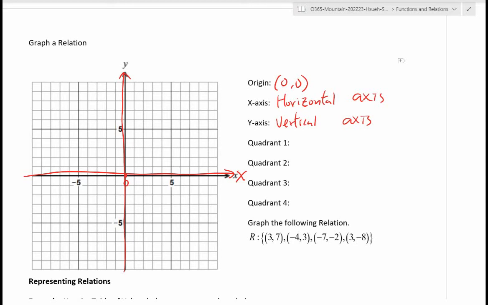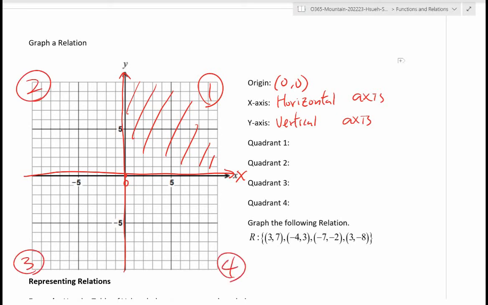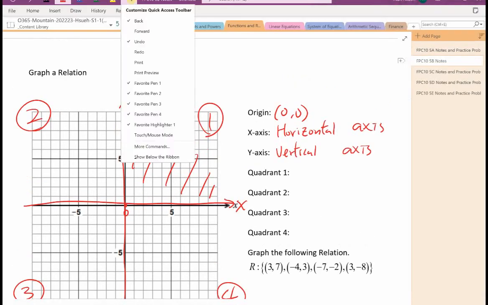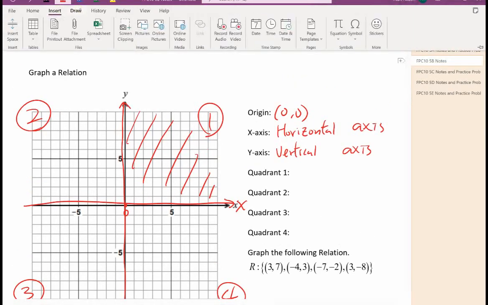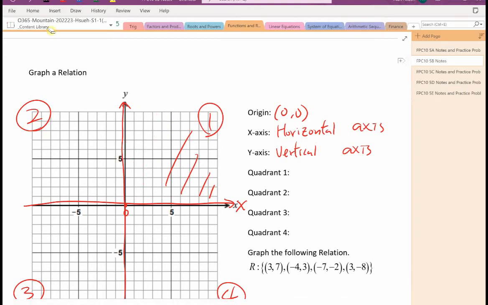Quadrant 1. Okay, so this might be new. Quadrant 1 is the top right corner. Okay, so all of that region is quadrant 1. And this will be quadrant 2, quadrant 3, and quadrant 4. Okay, so it rotates in a counterclockwise direction. Okay, so those are the quadrants.